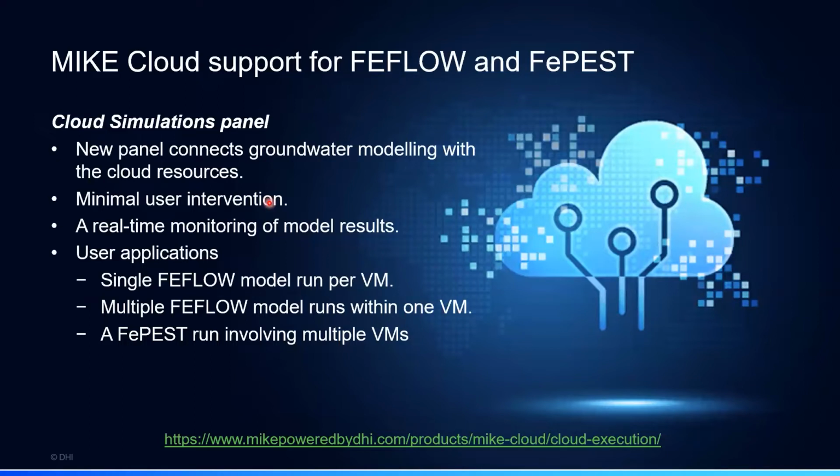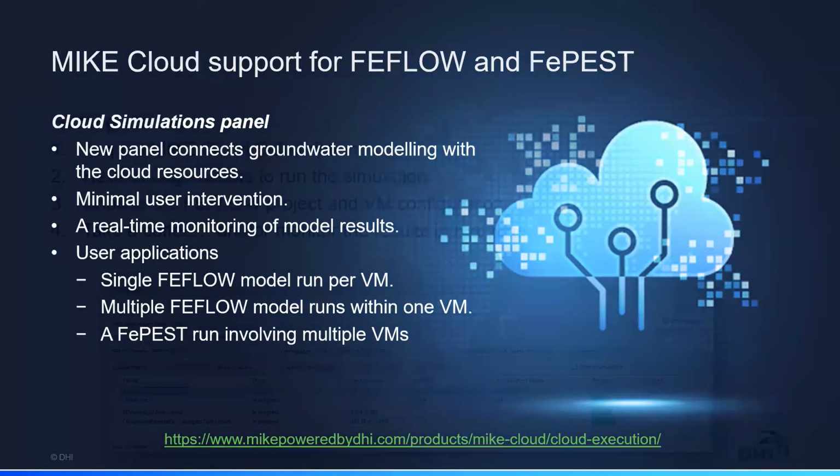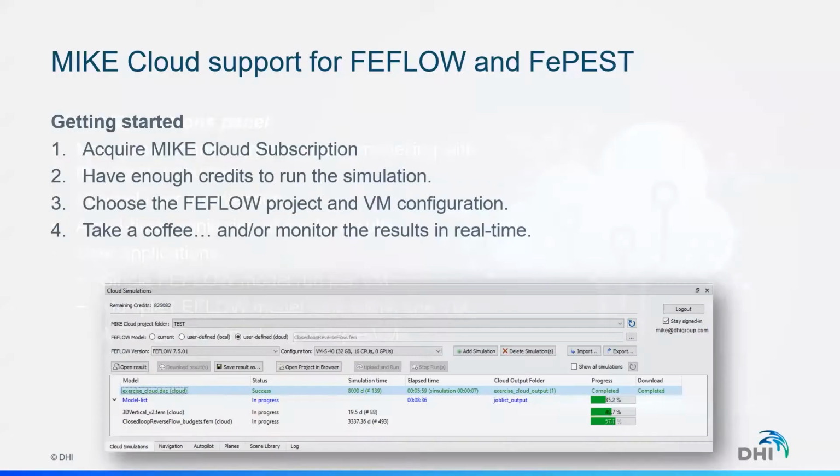You can run one FEFLOW model on one VM if it's a small one. If you take a large VM with a lot of CPUs, you can run more than one FEFLOW model in parallel. And if you have a FePEST calibration or uncertainty analysis project, you can connect a number of VMs to the run. There are a lot of advantages. It's very easy to use, and second, you don't need to maintain the hardware on your own. The whole concept works in a credit system.